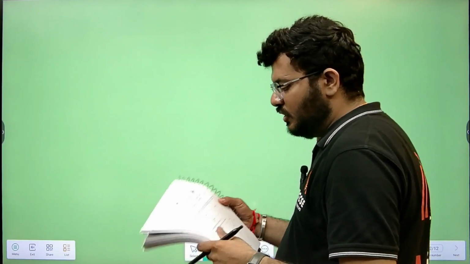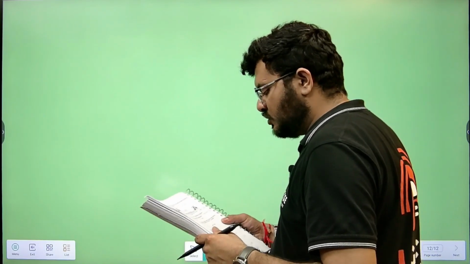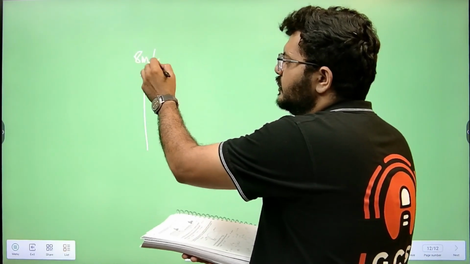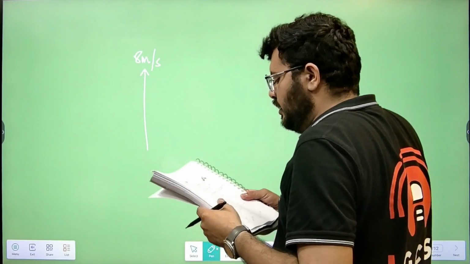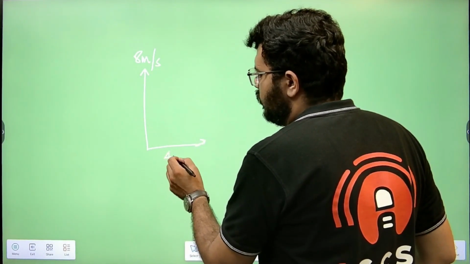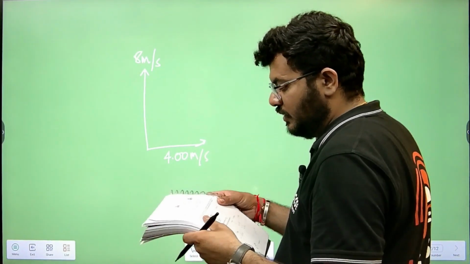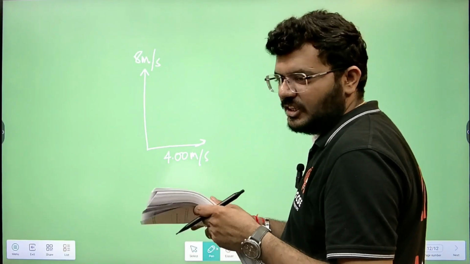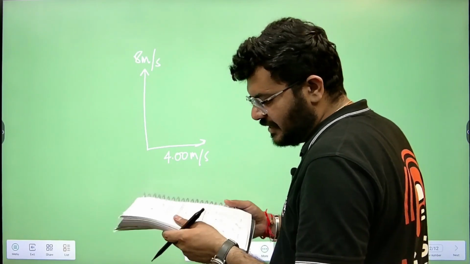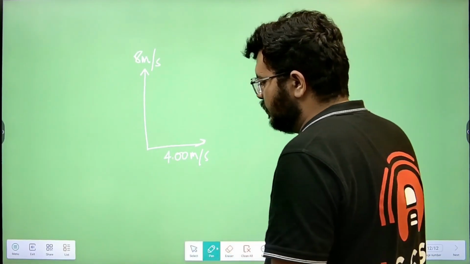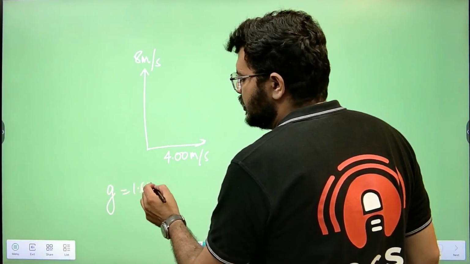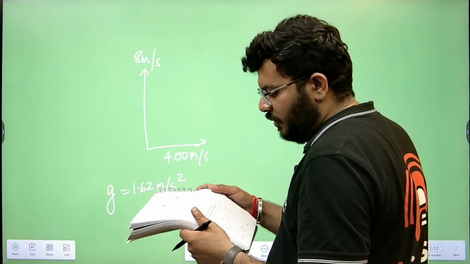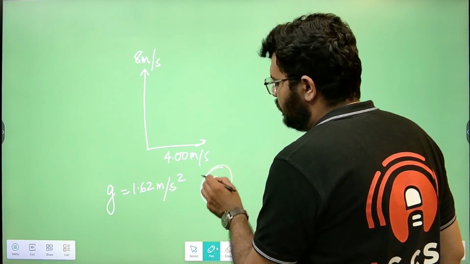Okay, the question says an astronaut on a moon where there is no air resistance throws a ball. The ball's initial velocity has a vertical component of 8 meters per second, they have given 8.00, right? The horizontal component of 4 meters per second, 4.00 they have given, right? As shown, the acceleration of free fall on the moon is 1.62, right? So I'll take g is equal to 1.62 meters per second square. What will be the speed of the ball 9 seconds after being thrown?